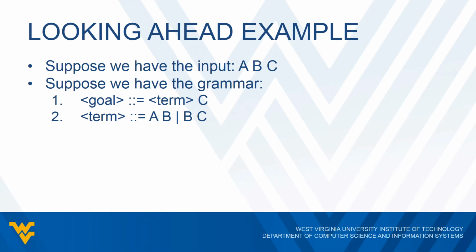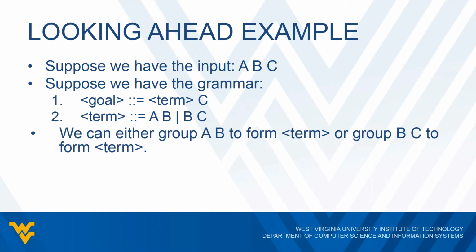So this means we have two choices on how to parse the input string. We can either group the two characters A and B to form a term, or we could group B and C instead, and that would also form a term. Now, like I said earlier, a parser just doesn't do random choice. We can be a little bit more clever than that, because a random choice would cause us to be wrong about half the time. But if a parser is a little bit smarter and looks ahead, it can do a lot better.